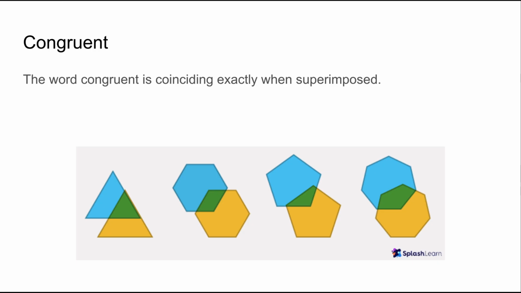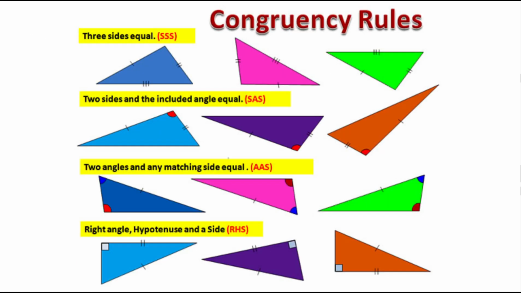We need to remember what congruent means. It means exactly the same in every way, every angle, and every length of the sides when you're comparing shapes. Here's some of the congruency rules. That means we can name things congruent to triangles if they have these things in common.